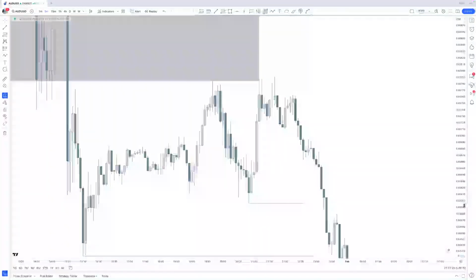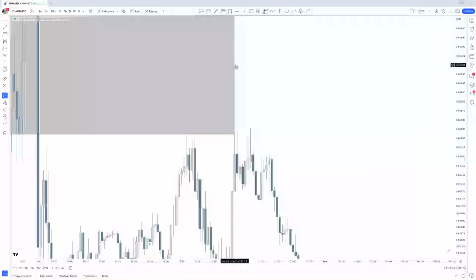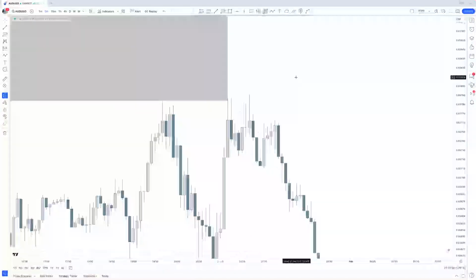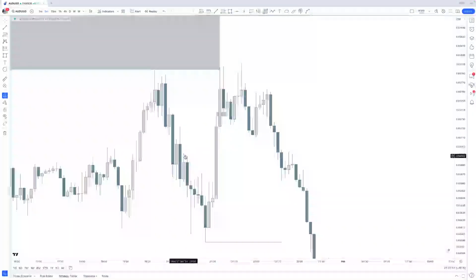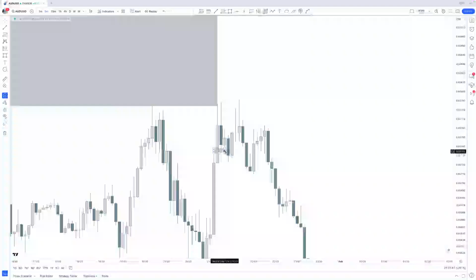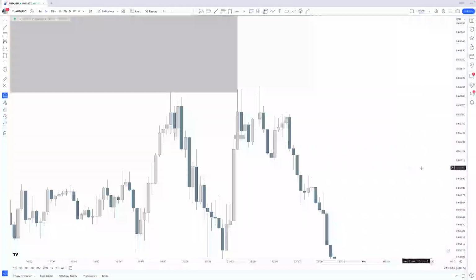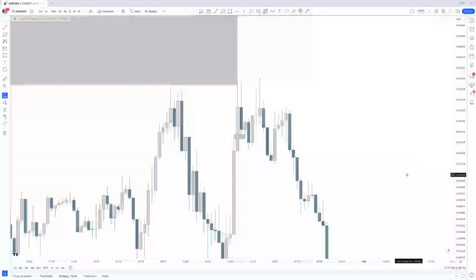So right here, once we come into this 4-hour fair value gap, what is the first discount array that price will encounter? It's this 5-minute fair value gap. Now price has always been bullish right here. So this 5-minute fair value gap, that first discount array that we encounter, is actually the first resistance that we encounter because we have been bullish.